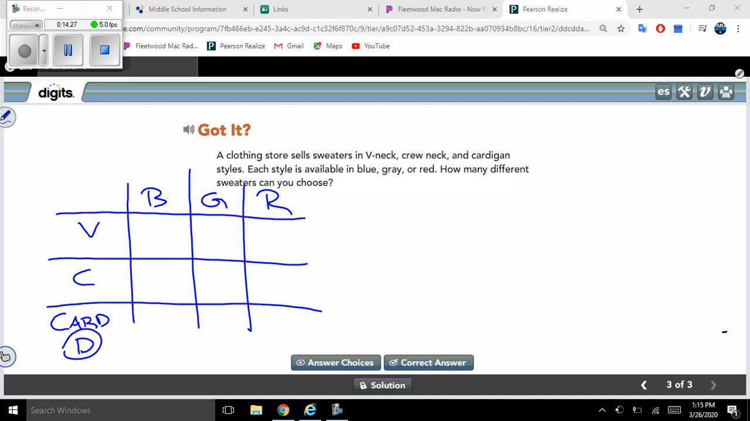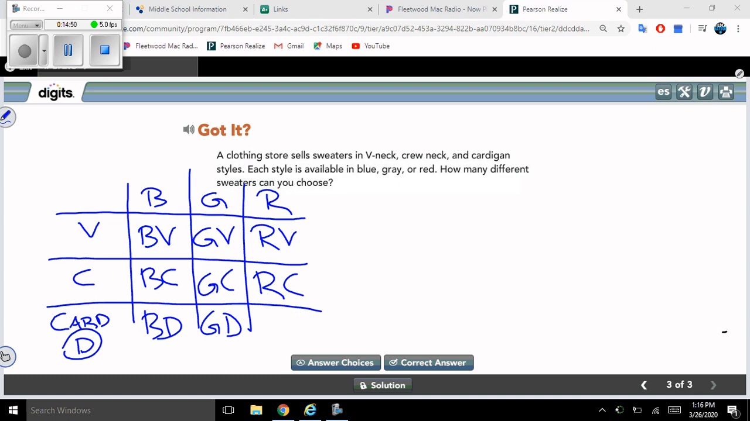All right, so I've got BV, BC, and BD, where D represents the word cardigan. I've got GV, so that means it would be a gray V-neck, a gray crew neck, and a gray cardigan. I've got a red V-neck, I've got a red crew neck, and I've got a red cardigan. And so you're going to have a total of what? 9 outcomes. All right? Correct answer. Boom. Now, all right, that should do it. Probably went a little over, actually.